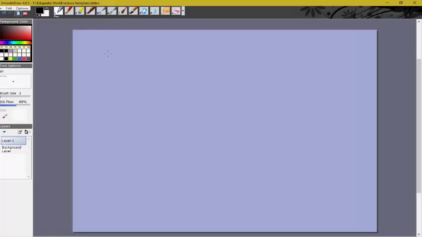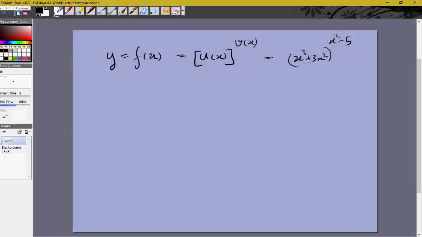So let's say you have y is equal to f of x, which is a function of the form u of x to the power of v of x. Let's say it could be x cubed plus 3x squared to the power of x squared minus 5. How do you differentiate a function like this, where x is also in the exponent? Well, we can write this function as e to the power v of x ln u of x.